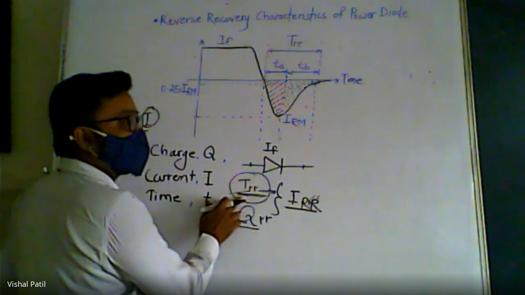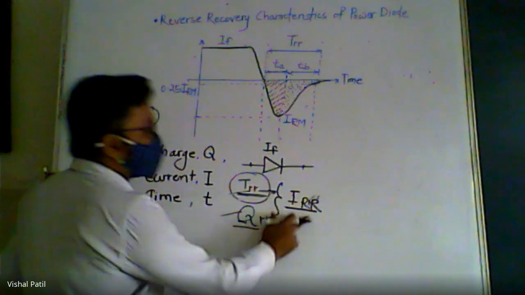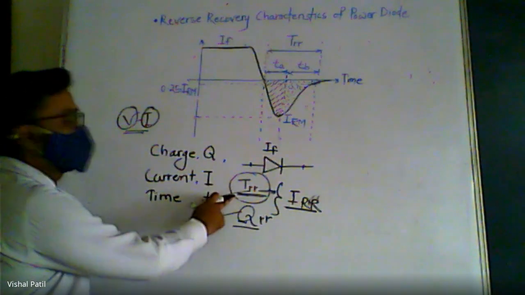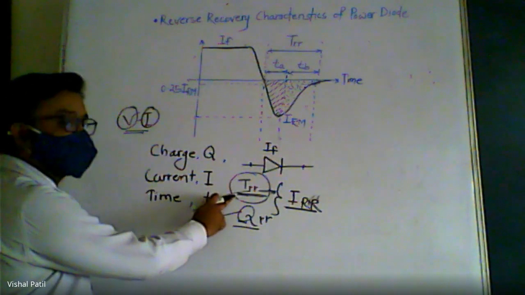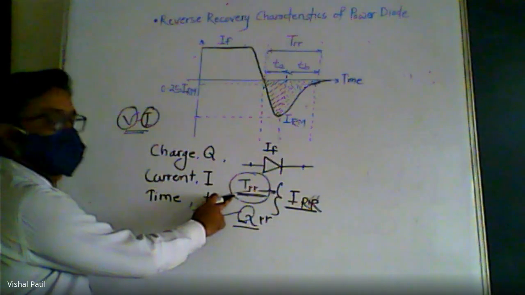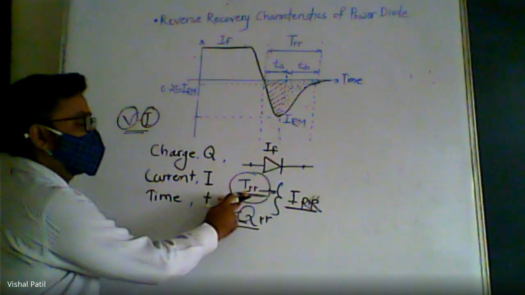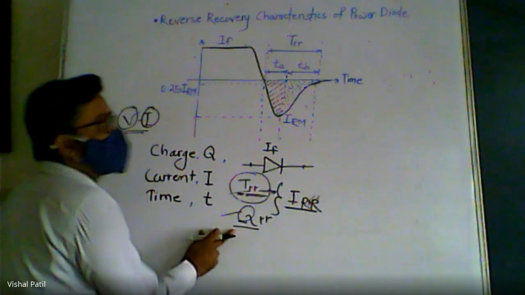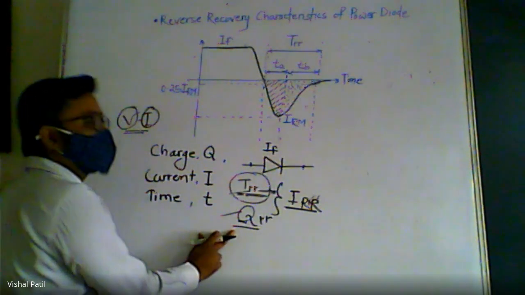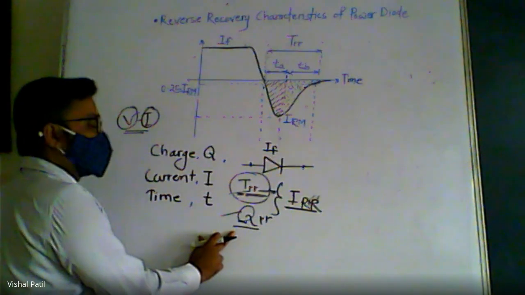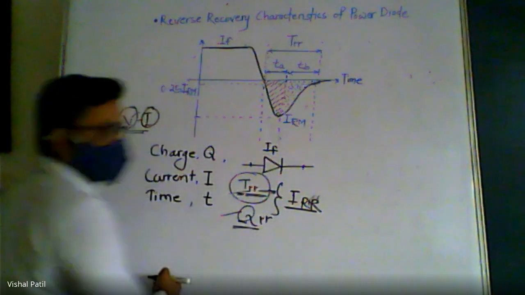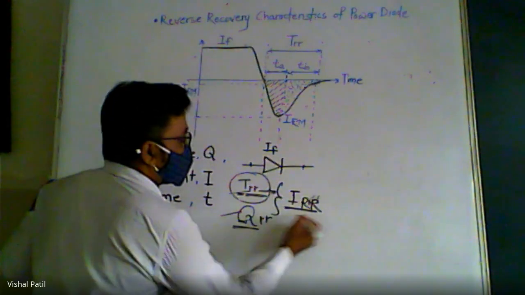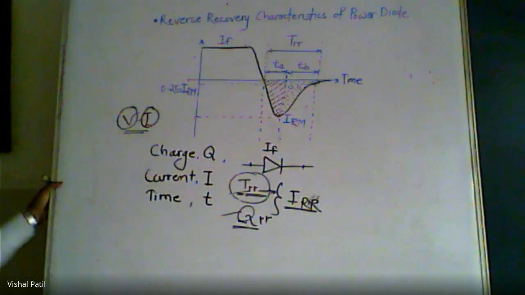What do we mean by TRR? What do we mean by QRR? And what is actually IR? Okay. So TRR is the duration when the current decays to zero and it becomes normally zero. During this reverse recovery time, the charge stored in the vicinity of the semiconductor device is recovered. That charge is called the reverse recovery charge, and the current conduction during this time interval is called the reverse recovery current, IR.